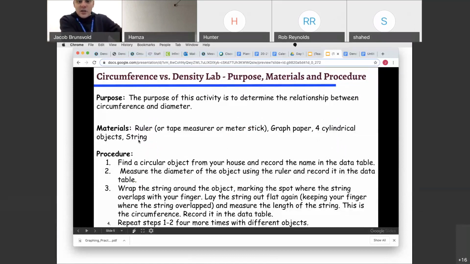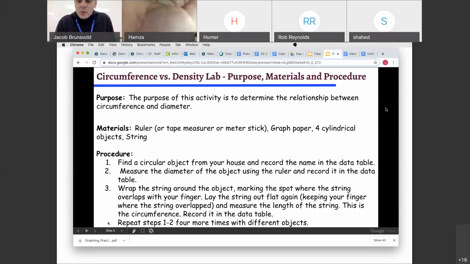Some ideas of objects that you could use: a bottle cap, a plate, a bowl. What other ideas do you have? What other objects could you measure in your house? Go ahead and type it into the chat. What other things could you use to find the circumference and diameter? Clocks, good. Anton said a clock. That's a great example. Anybody else got one? Glass cup, great. Can, cup. Oh, you guys have awesome ideas. Yes, those are all good things that you could use to measure the circumference of.